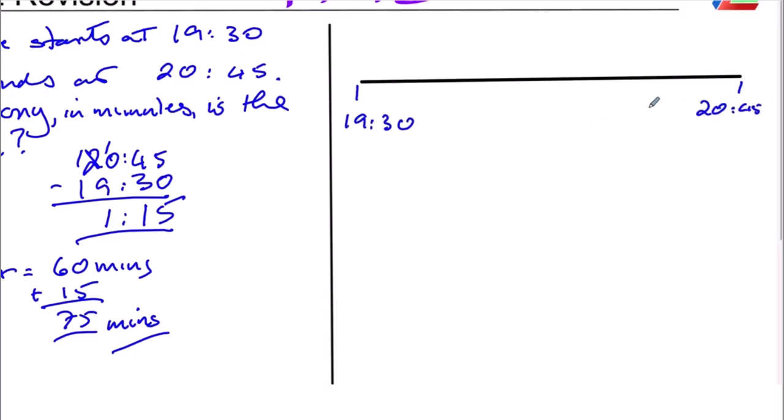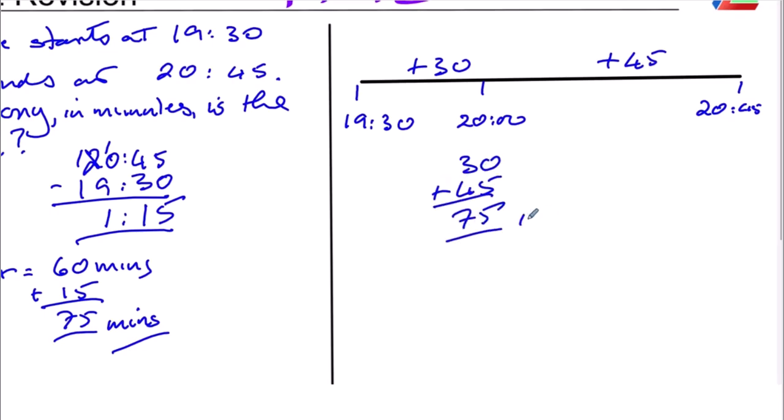Another way of doing it is like this. Start off here, draw a line, and end here. So we're starting off at 19:30, and we're ending up at 20:45. If I add 30 minutes, I end up at 2000. And then from 20 to 20:45, I've added another 45 minutes. So I've got 30 plus 45 is 75 minutes. Both work. Sometimes this way is quicker. Whichever one you prefer, use it. Now let's do another one.